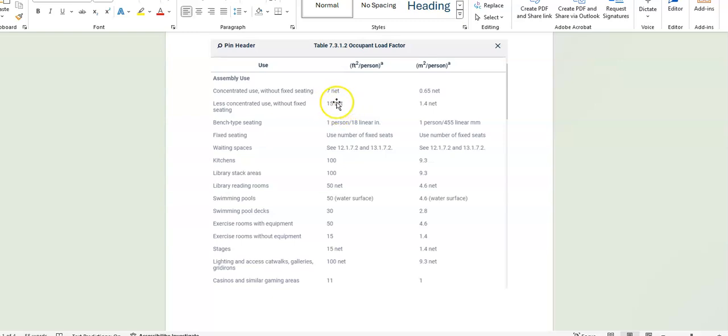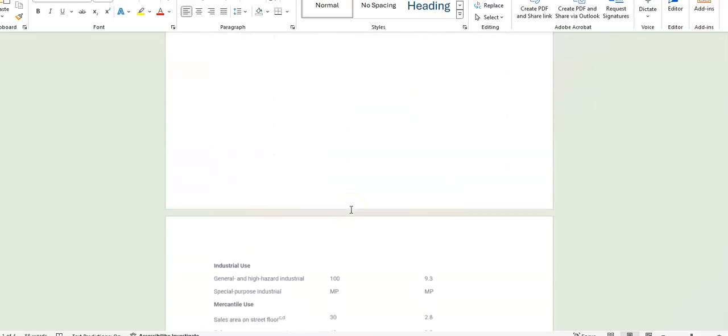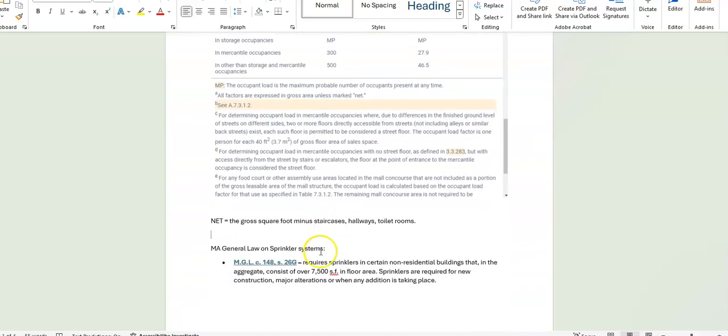Now, when we see that word net, we know this is square foot per person. When we just see the kitchens, it's 100 square foot per person, and that would give us our minimum occupancy load for that space. But this says net. We did have a student ask this question, and I didn't answer it properly, so I followed up with a note on our assignment, but wanted to verbally tell you as well. It is a square foot, but it's the gross square foot minus any staircases, hallways, and toilet rooms.